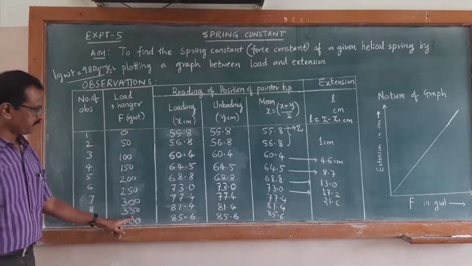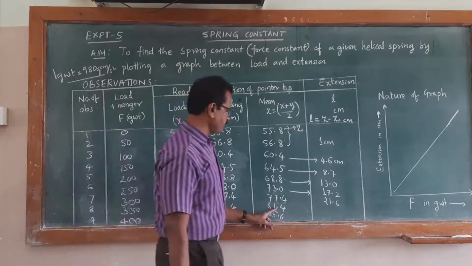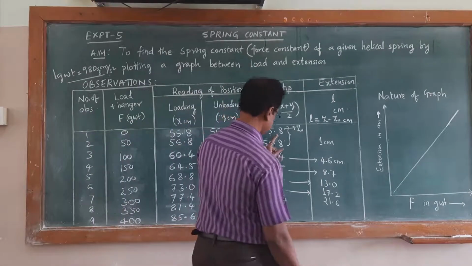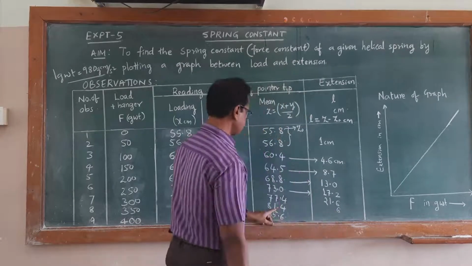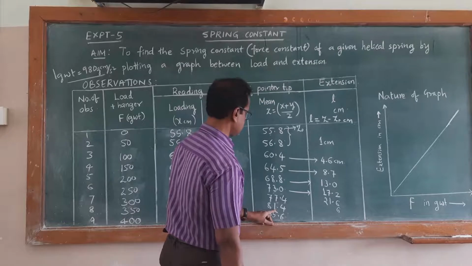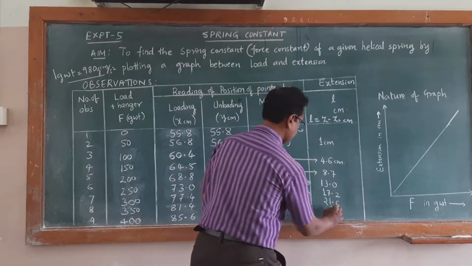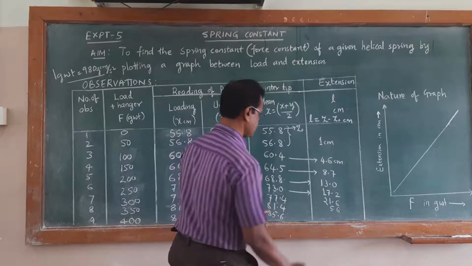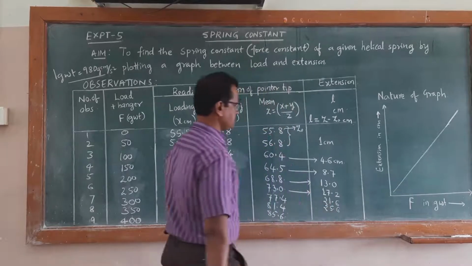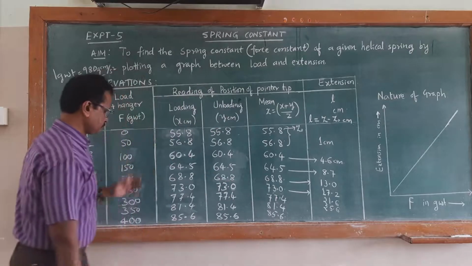Now similarly come to 350 gram. When we have loaded 350 gram, it is 81.4. 14 minus 8 is 6. Carry 1. 11 minus 6 is 5. Carry 1. 8 minus 6 is 2. So you can see there is extension.